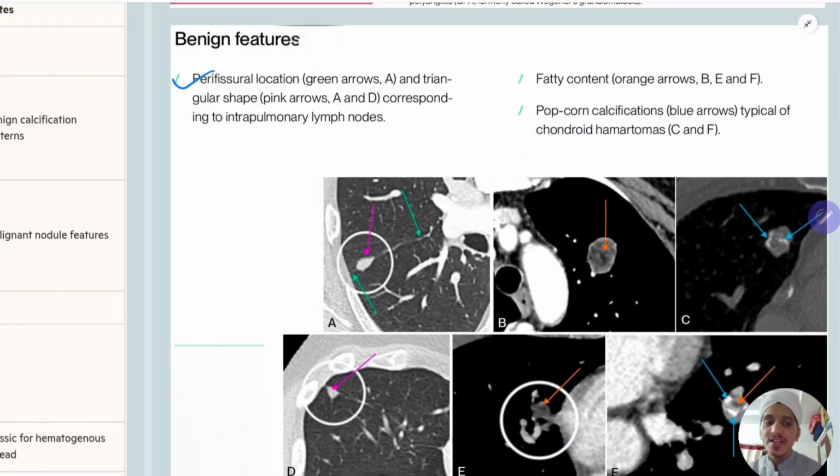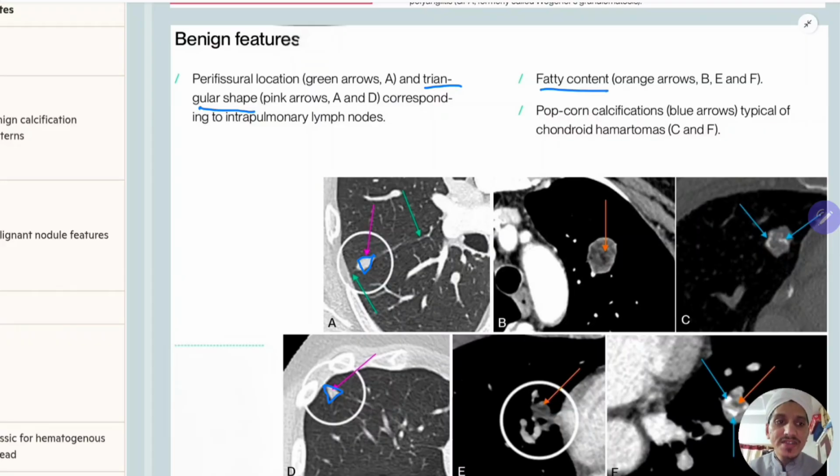If the nodule is peripheral, around or just adjacent to the fissure, like here, this is the fissure, and the nodule is present at the fissure, then it is likely benign. And if the nodule has a triangular shape, like this one which is approximately a triangle, and in D it is also triangle-like, then it is also benign, corresponding to intrapulmonary lymph nodes. So perifissural location and triangular shape correspond to intrapulmonary lymph nodes, so that is a benign nodule.